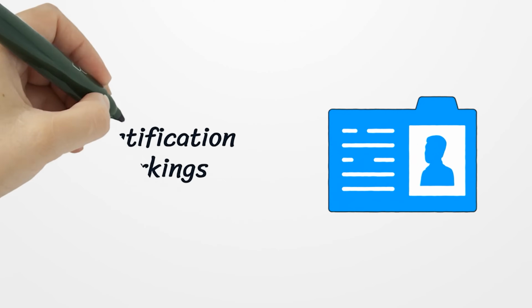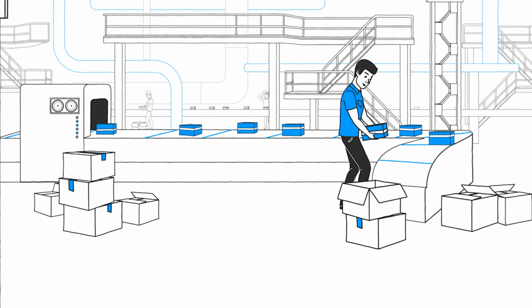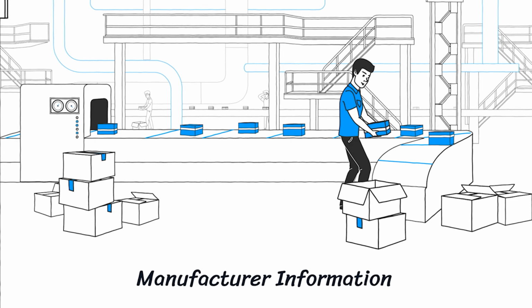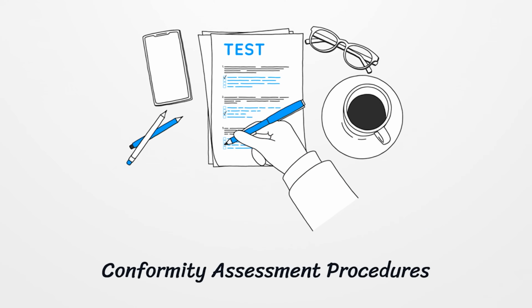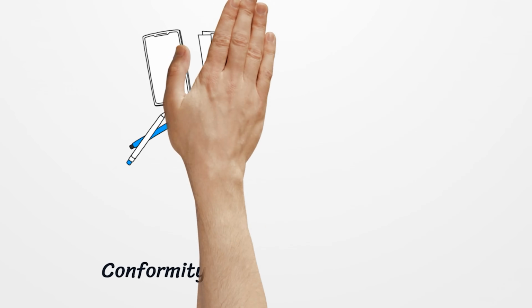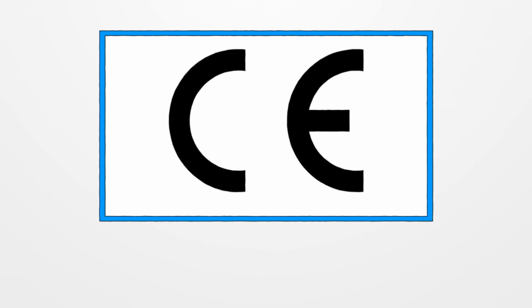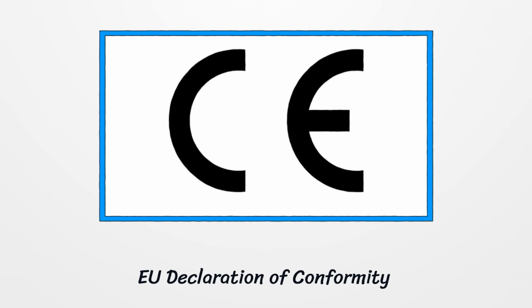The inclusion of identification markings are type, batch, serial number on the product, packaging, or accompanying documents. Also, manufacturer's name, contact details, and website on the product, packaging, or accompanying documents. Product conformity is concerned with the execution of conformity assessment procedures, the issuing of an EU declaration of conformity, and display of the CE marking.